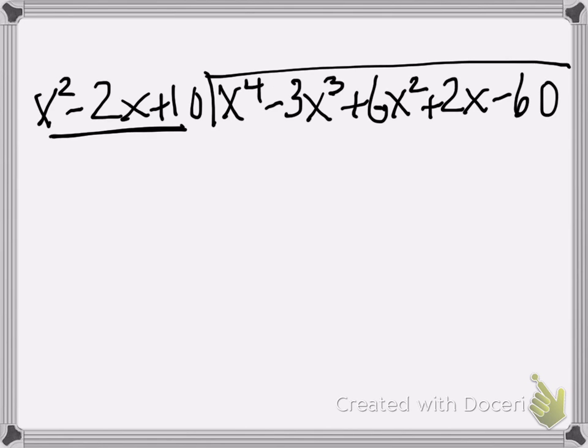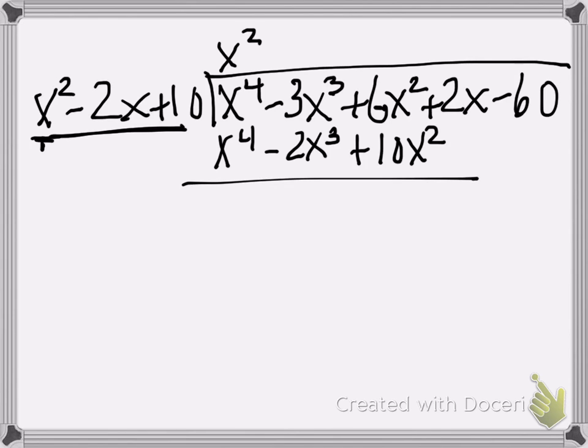Okay, here we go. Remember, we use only this term right here, this x squared. That's all we're worried about. How many times does x squared go into x to the 4th? That's x squared times. And then you distribute. X squared times x squared is x to the 4th. X squared times negative 2x is negative 2x cubed. And then x squared times 10 is positive 10x squared. We draw the line, we change our signs, and we combine. These cancel right here. Those are gone.